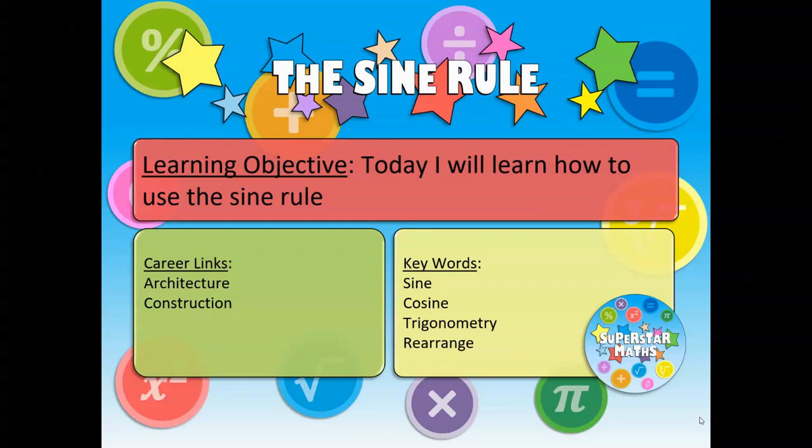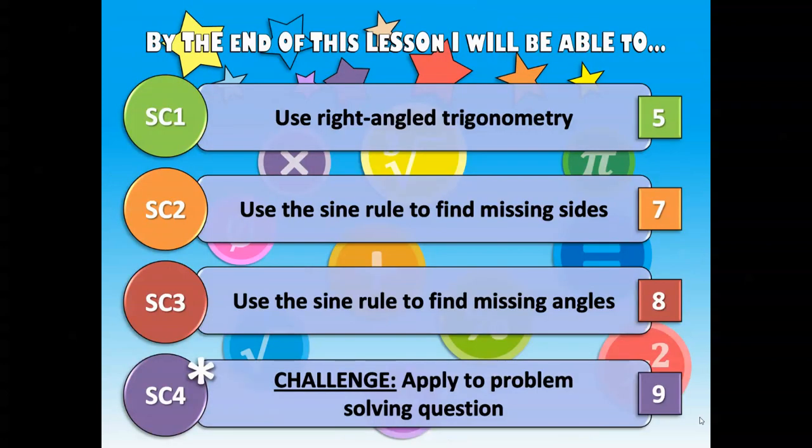Hi guys, welcome back. Today we are going to learn how to use the sine rule. We've got 4 success criteria, and the first one is to use right-angled trigonometry.